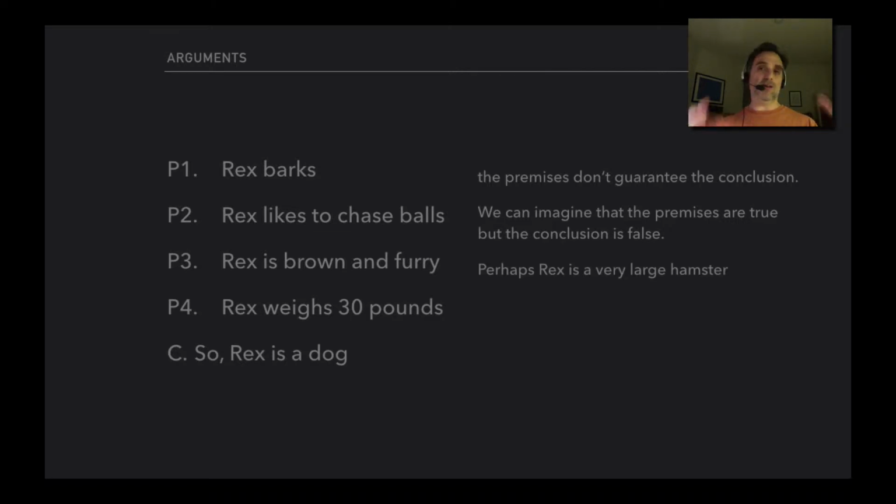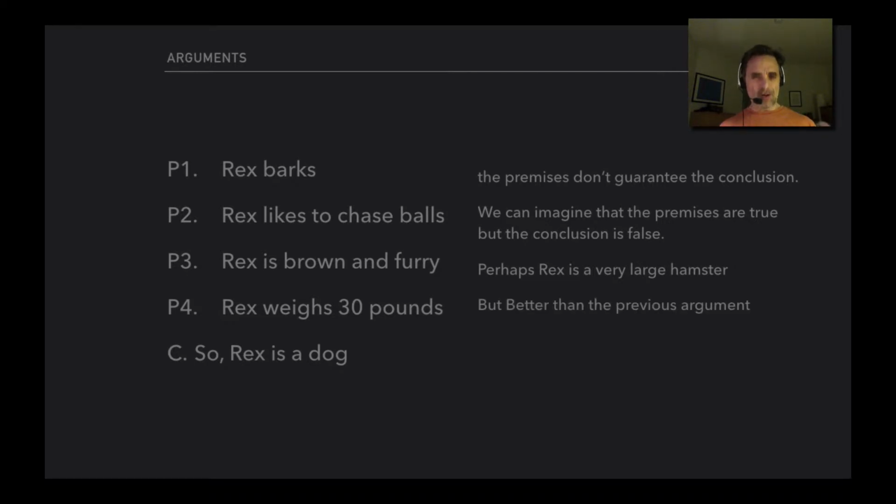Maybe Rex is a very large hamster or whatever. Rex is a cat with a strange voice, or who knows, right? There are different ways in which the premises could be true and the conclusion false. We can produce counterexamples to the argument where the premises are true and the conclusion is false.